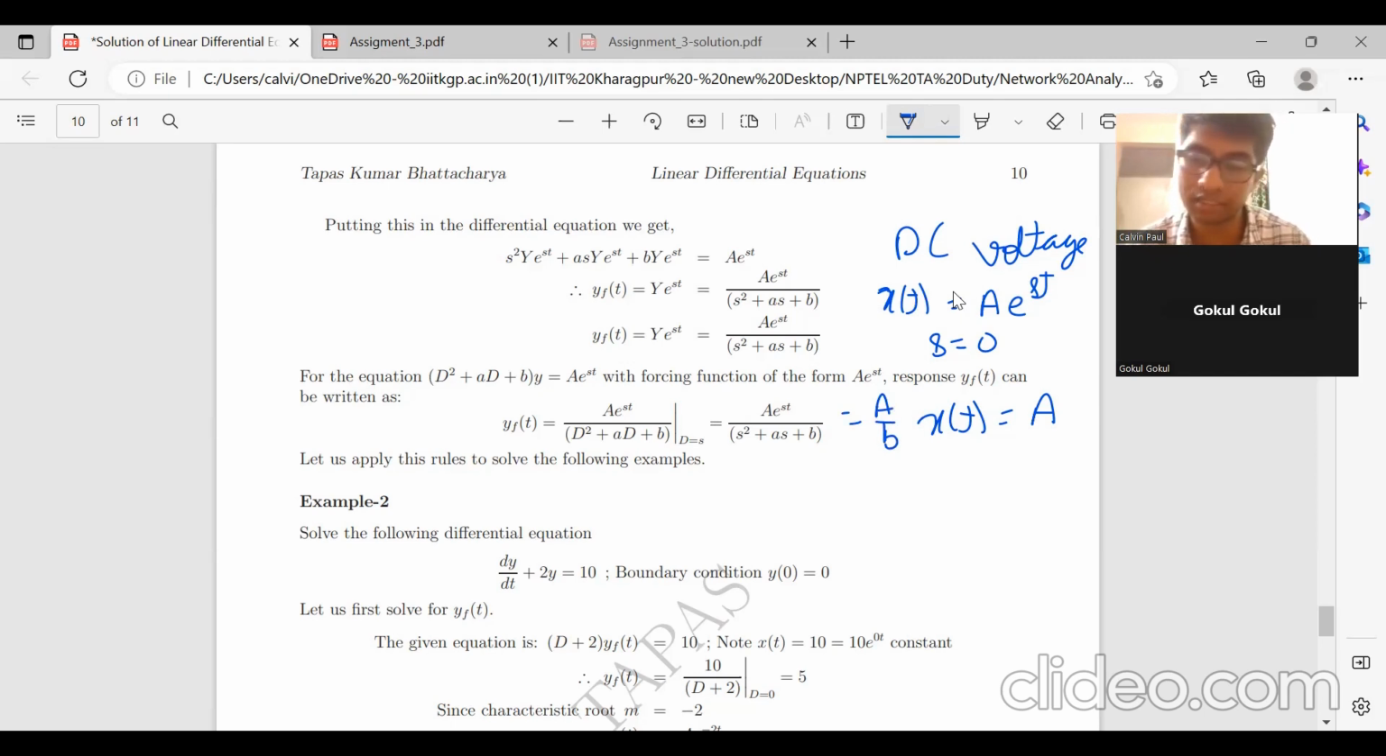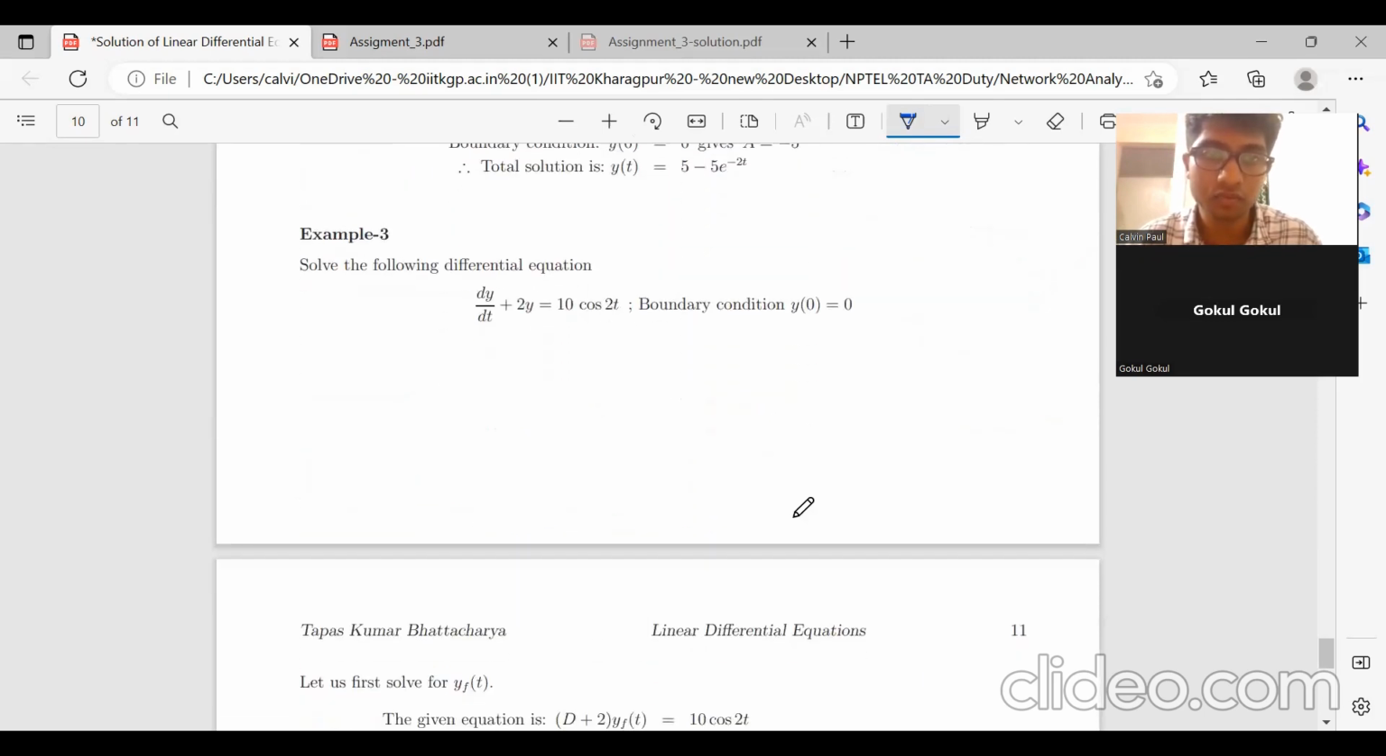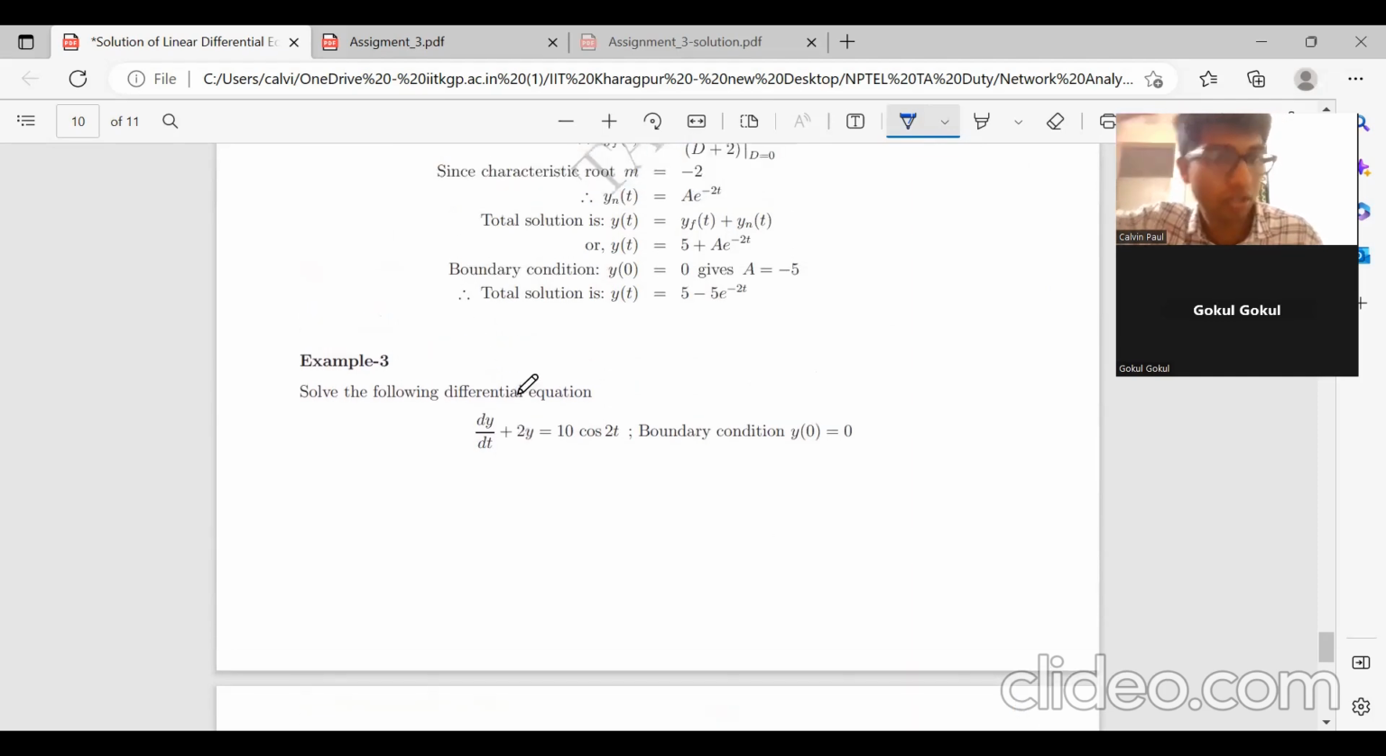Similarly, when it is a sine or cos, we substitute e raised to j omega t and e raised to minus j omega t and we solve it. So now we will try solving the following differential equation.